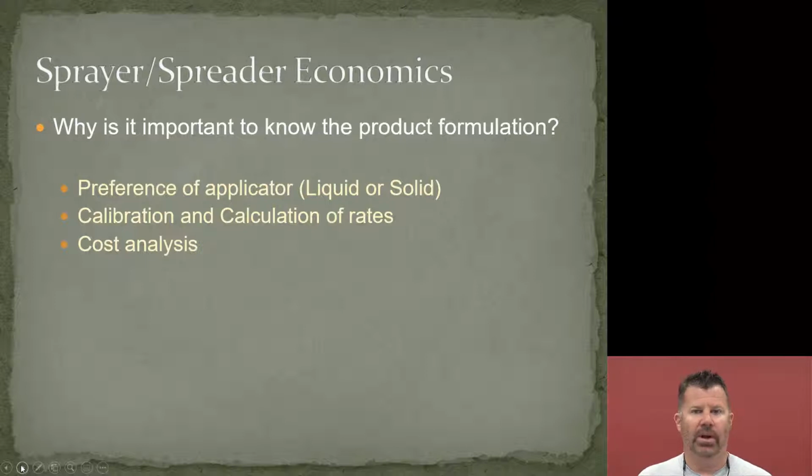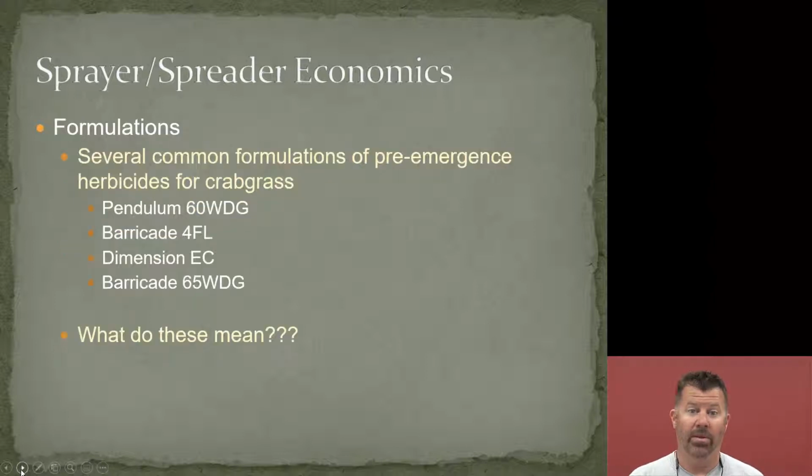If the formulation is different, our equipment is going to be calibrated differently, and the calculation of rates too. So for one product, you're going to have to calibrate it. Every time you change products, whether it's the fertilizer spreader or your sprayers, you're going to have to calibrate your equipment. And then what is the cost analysis or the breakdown? How much money are you making on this yard? How much are you making per year with all your yards based on how much product you're purchasing?